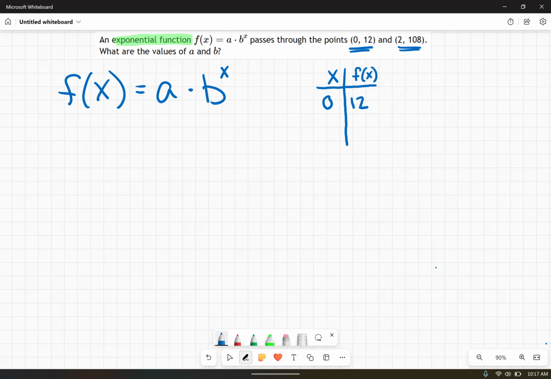Okay, and then we have this other ordered pair. When x is 2, the y value, or the function value, is 108. It's two separate pieces of information, and we could use them one at a time. So let's start with this one right here. 0 and 12. When x is 0, the y value, or the function value, is 12.